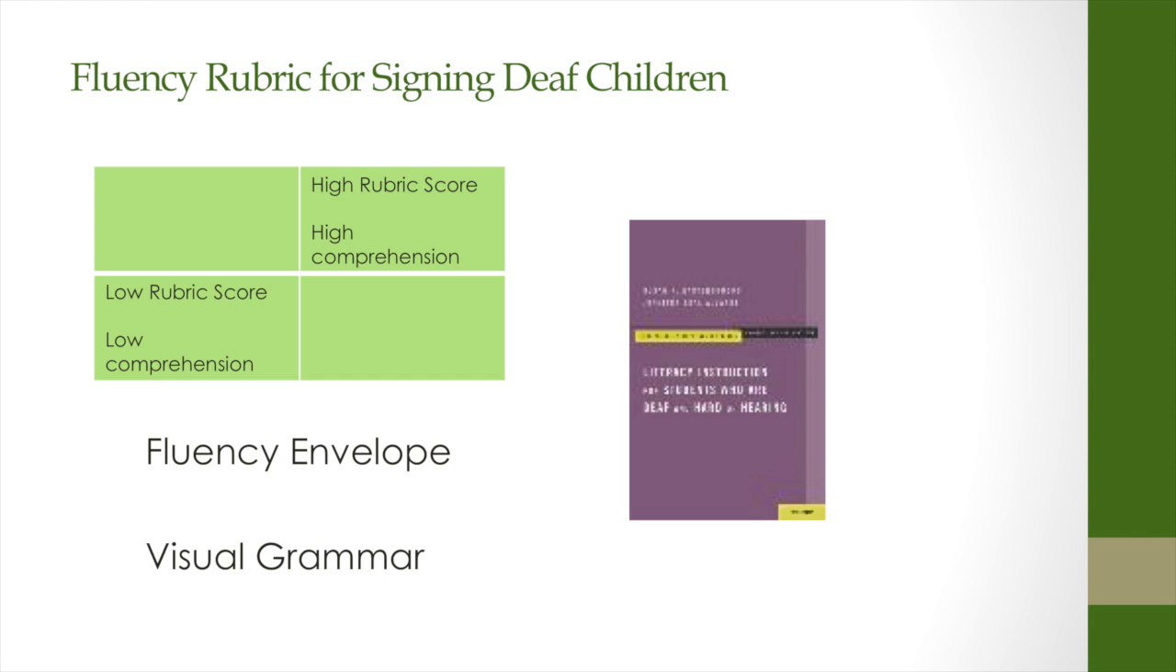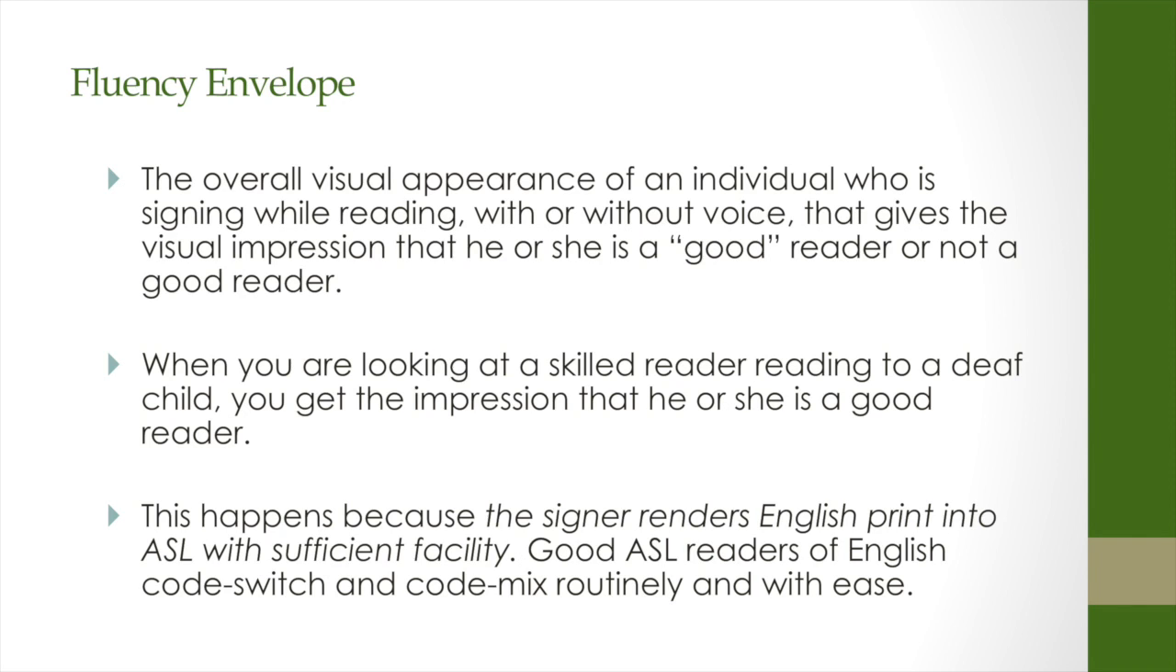The Fluency rubric has two categories of indicators: Fluency envelope and visual grammar. We described the Fluency envelope as including the overall appearance of an individual who is signing while reading, with or without voice, that gives the visual impression that he or she is a good reader or not a good reader.